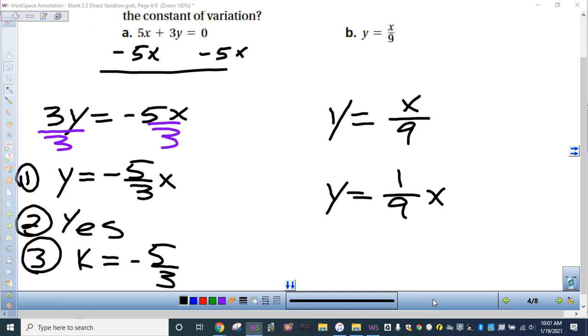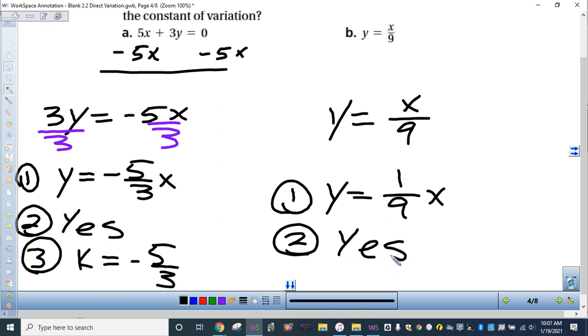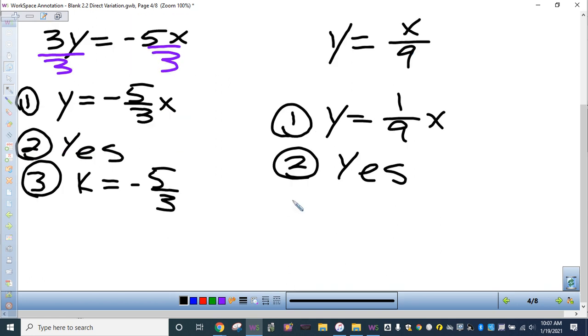You can also write it like that, y equals 1 over 9x. Right, so it doesn't matter if that x is in the numerator or next to the fraction. So this is a direct variation equation. There it is. 2 would be a yes. And it's kind of weird with the x over 9, but it's just 1x over 9. So the last thing would just be the k equals 1 over 9.